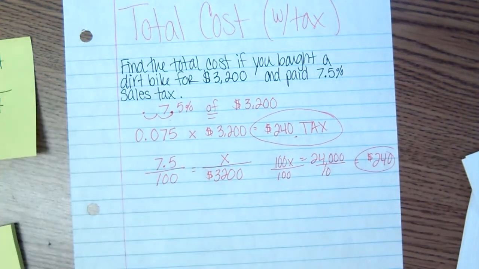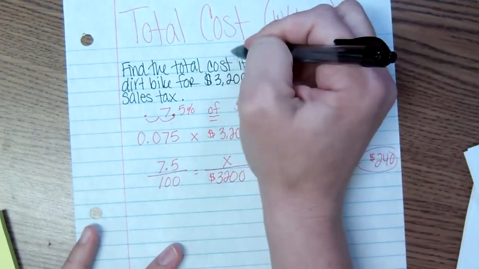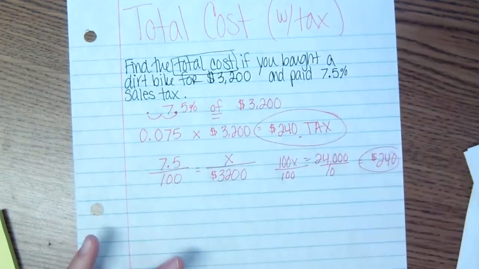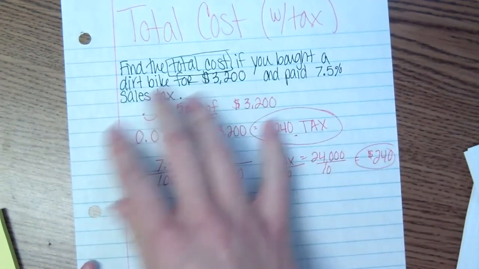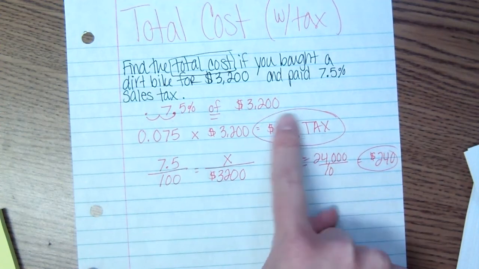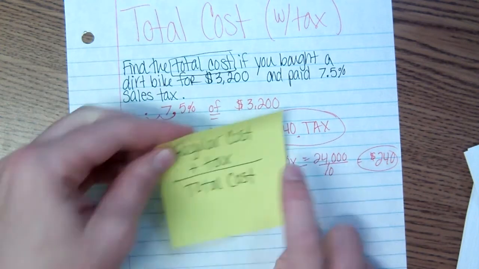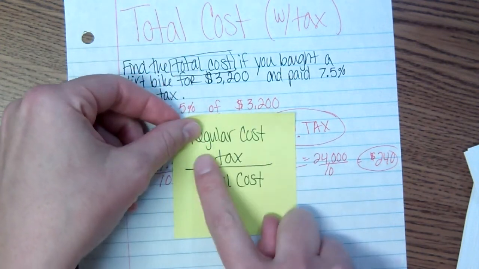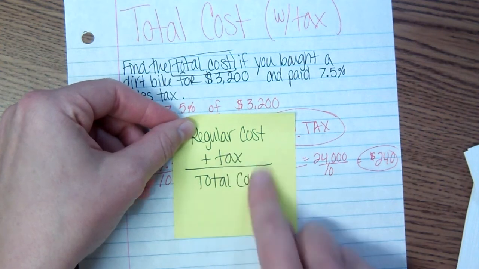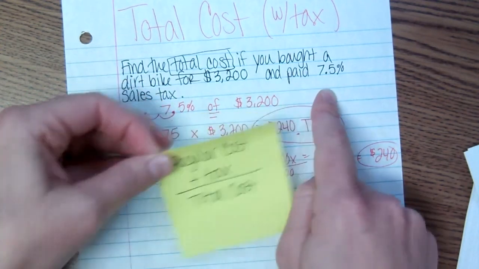Now, are you done? No, you're not done because the question asks us to find the total cost. Always look back at your question because you get in the middle of all this math and you're like, oh, I'm figuring this stuff out. Done. No, you're only half done in this case because you've got another calculation to do. Next, you need to take the regular cost, add in that tax that you're paying to get the total cost of that bike, including the cost and the tax.